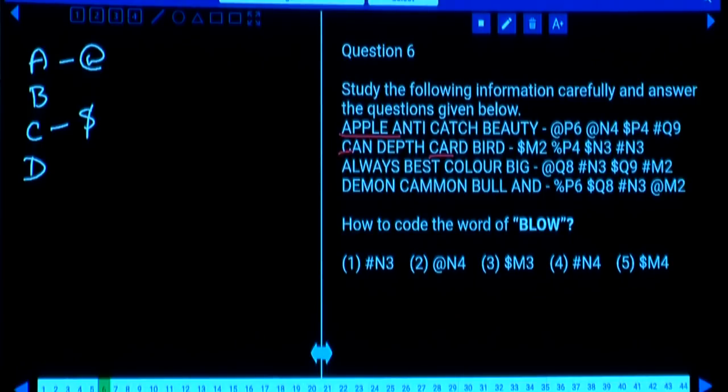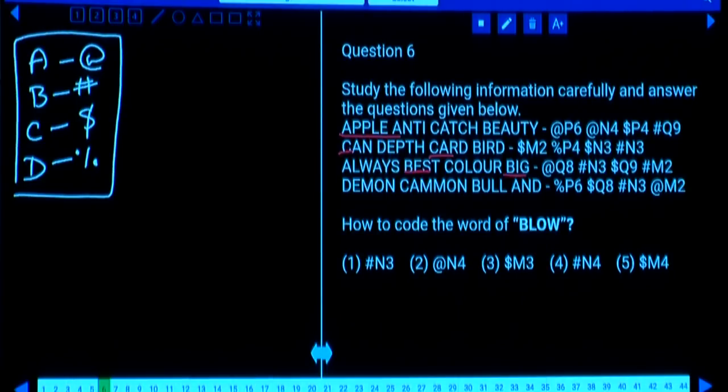Then B. In the next one, B is written twice, hence what is written twice? Hash. And what is the other symbol left over here? Percentage. And this is how these 4 words starting with these 4 letters are coded as these symbols.